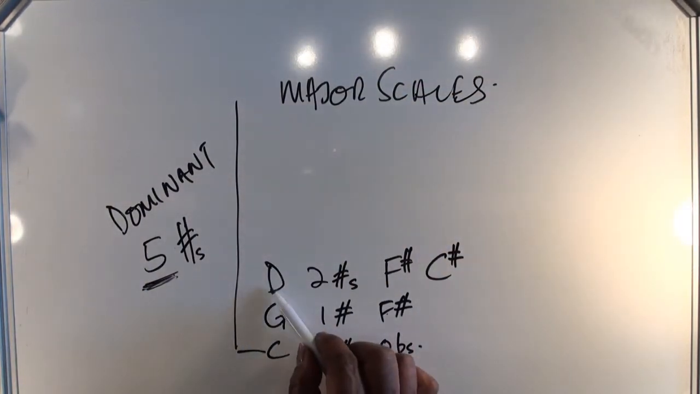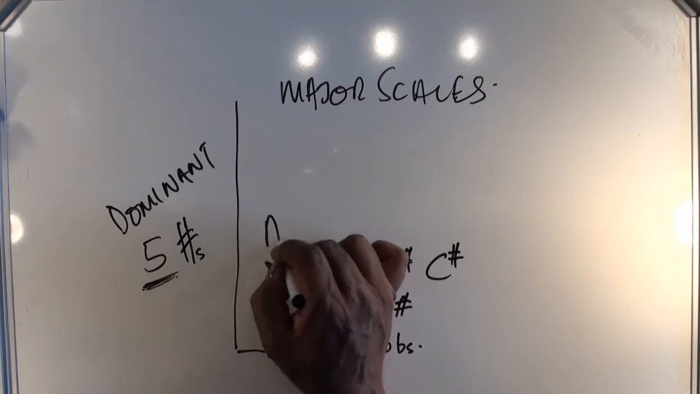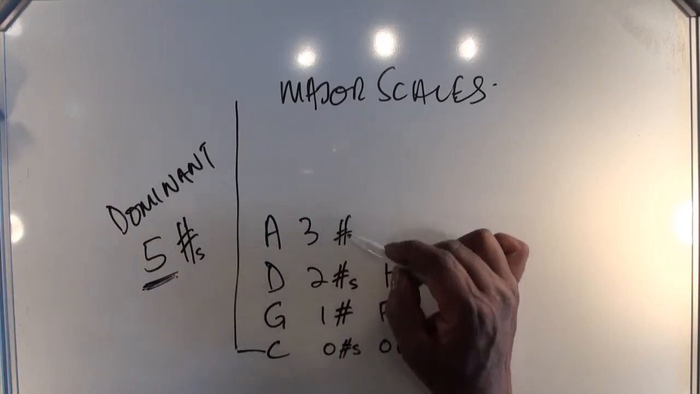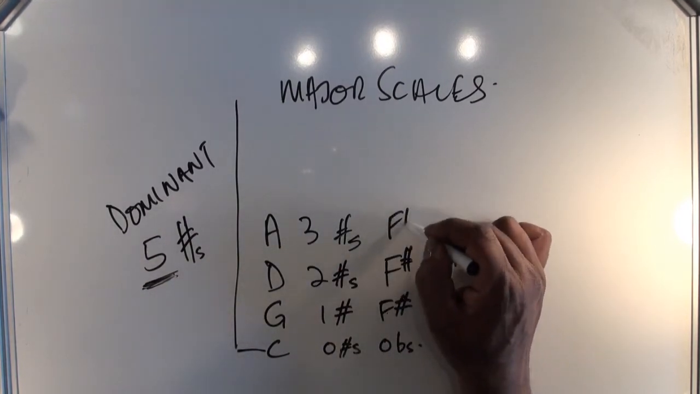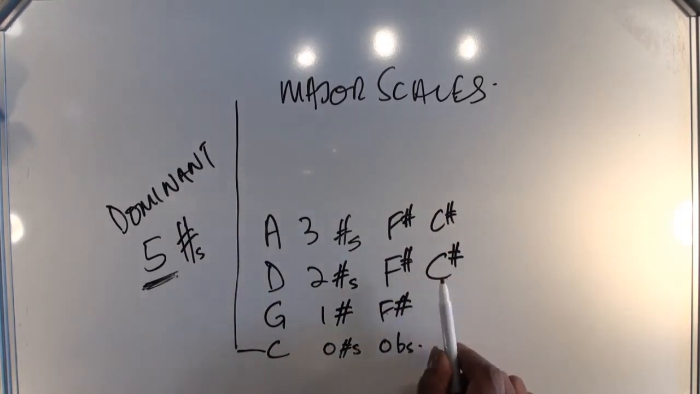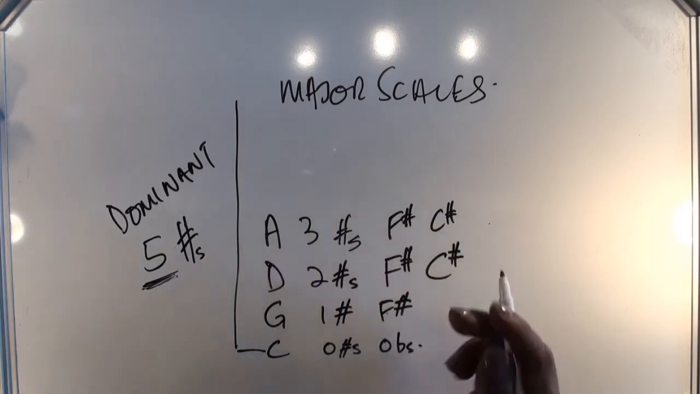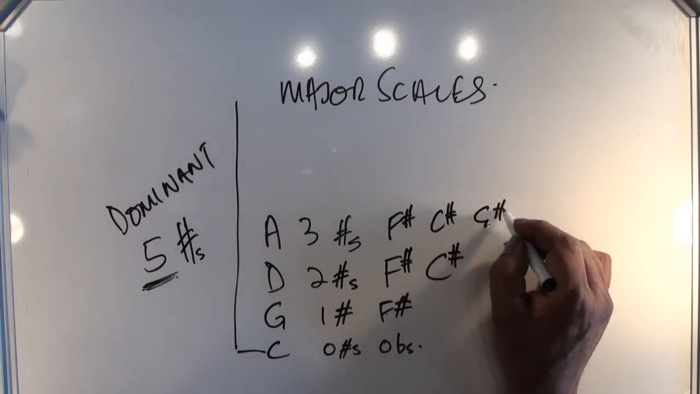The next scale, count from D, 5 up. D, E, F, G, A. A major has 3 sharps. Notice the number is increasing by 1 each time. F sharp and C sharp carried over from the previous scale D. To calculate the next sharp, we're going to go C, D, E, F, G, G sharp.